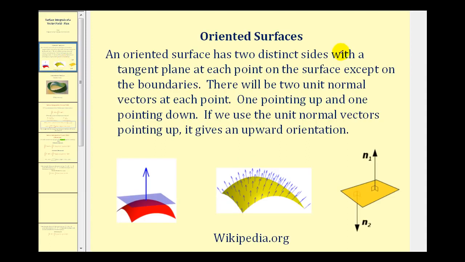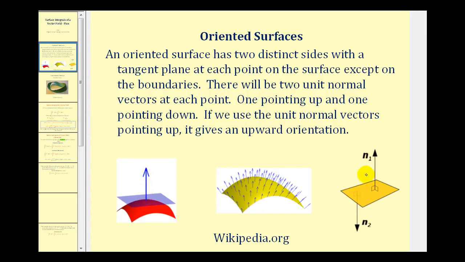An oriented surface has two distinct sides with a possible tangent plane at each point on the surface except on the boundaries. So here we see a surface in red with a blue tangent plane. At the point of tangency, there are two possible unit normal vectors, one pointing up, pictured here in blue, and one pointing down, not pictured here. If we use a unit normal vector pointing up, it gives the surface an upward orientation.